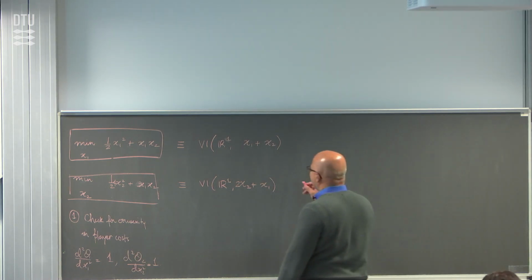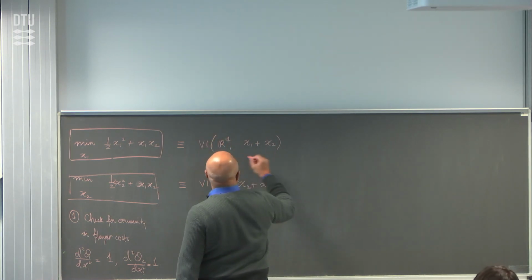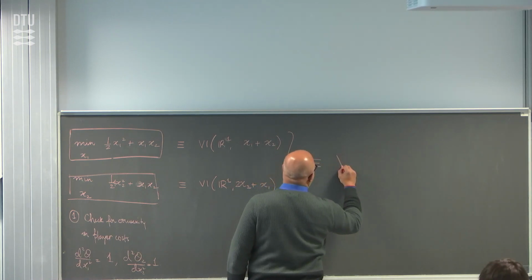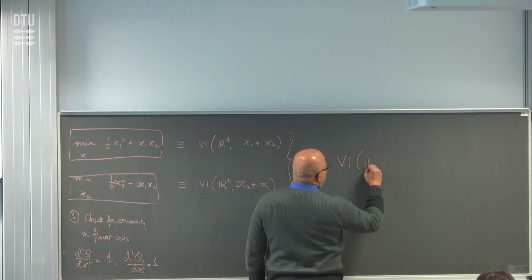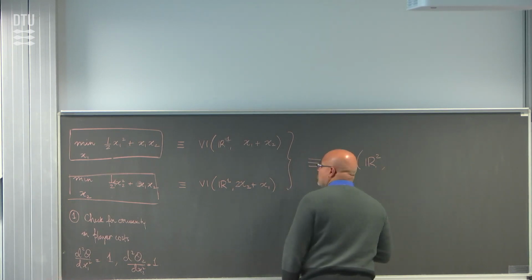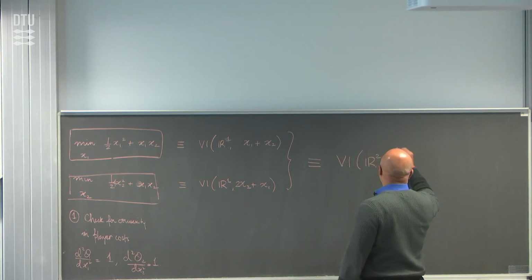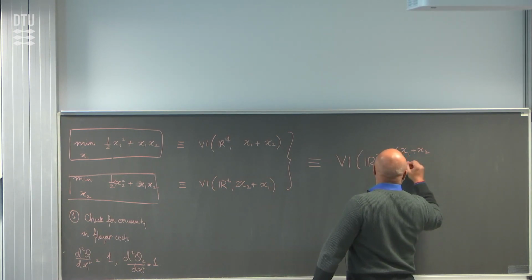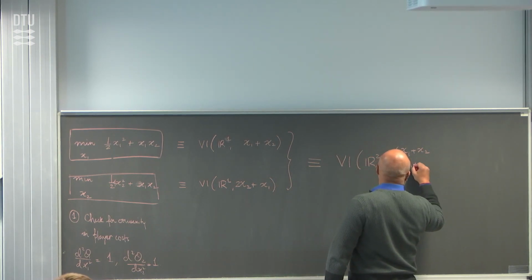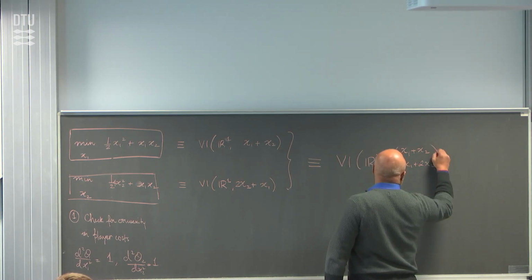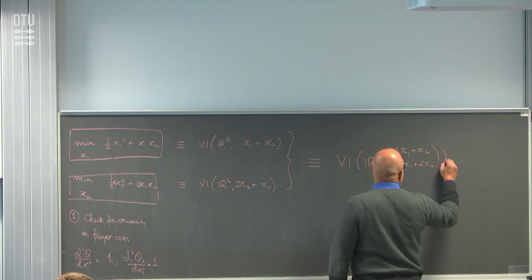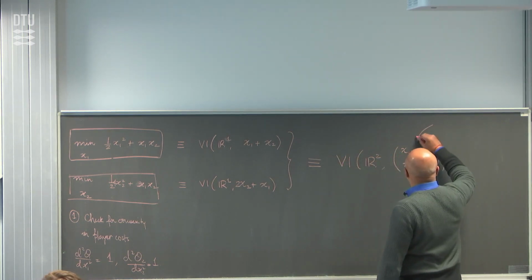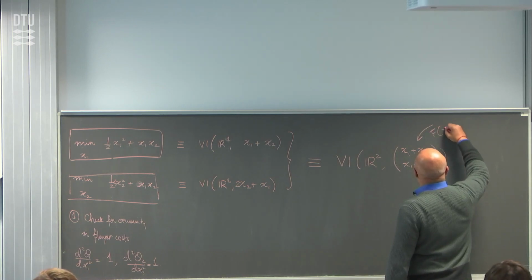Next. So now I've got the VI. Remember what we did yesterday. This is equivalent to a single VI in R2, 2 dimensions, with this mapping. You just take each of the gradient maps. Okay, and this is f of x.